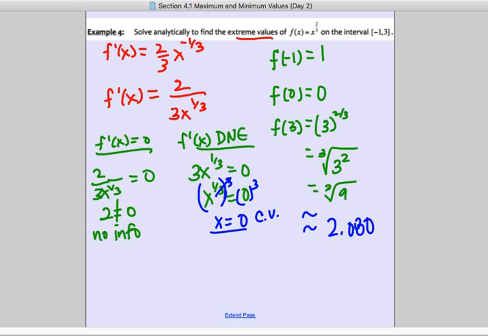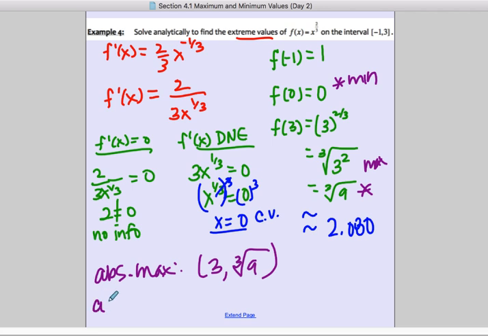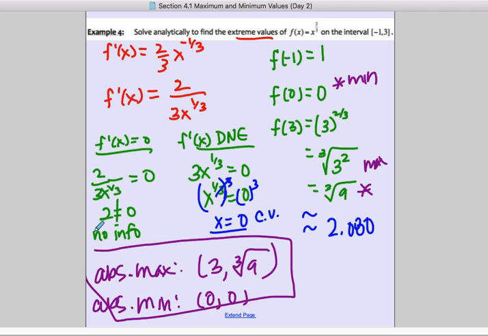So we got to figure out who's the max, who's the min. This would be our max. This would be our min. So we write it out. Absolute max is the point 3, comma, cube root of 9. And then my absolute minimum will be 0, 0. And there are my absolute max and absolute min for example 4.